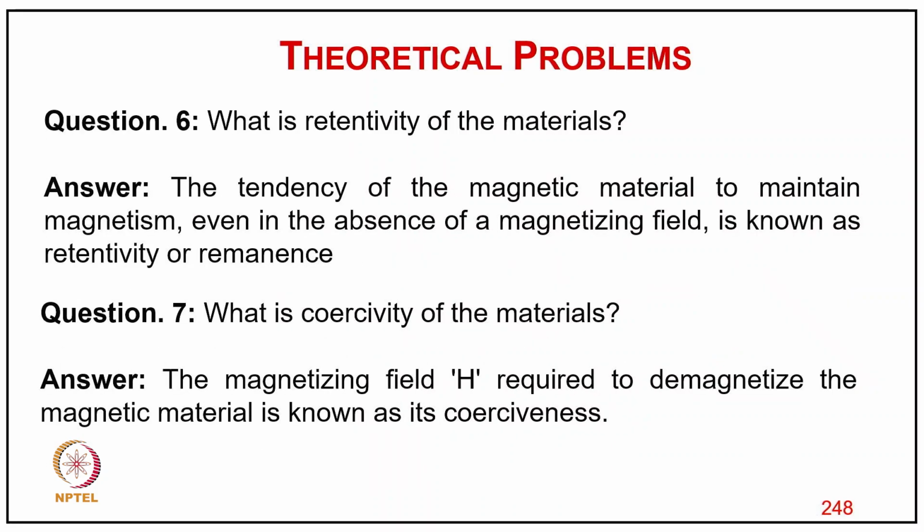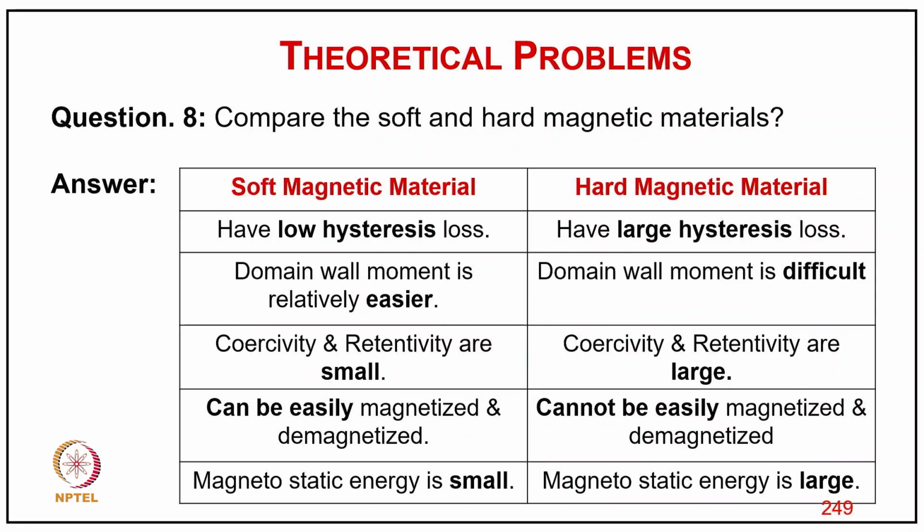Then question 6: what is the retentivity of a material? The answer is the tendency of a magnetic material to maintain magnetism even in the absence of a magnetic field is known as retentivity or remanence. And question 7: what is the coercivity of a material? The answer is the magnetic field strength H required to demagnetize the magnetic material is known as coercivity or coercive force.